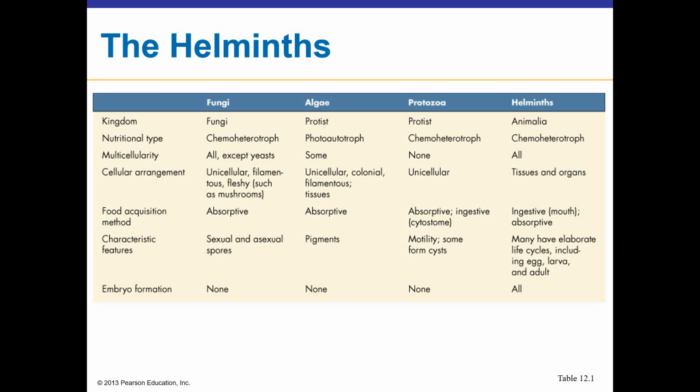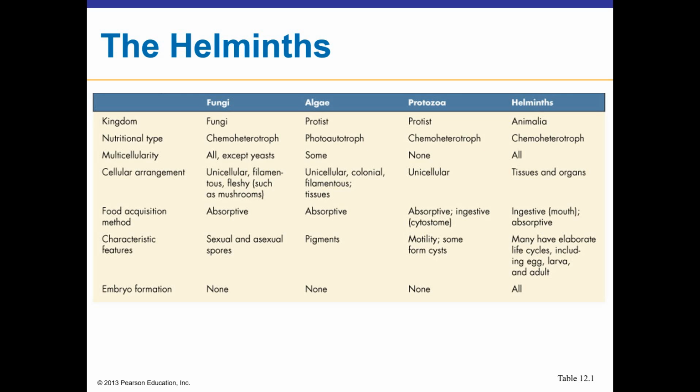The helminths or worms are truly animals. They're chemoheterotrophs, and they're going to have true multicellular bodies, and this includes both tissues and organs. They are going to have an ingestive lifestyle. They do have a mouth, but many of them, because of their parasitic form of just literally living off of their host, they do also take in nutrients by absorption.